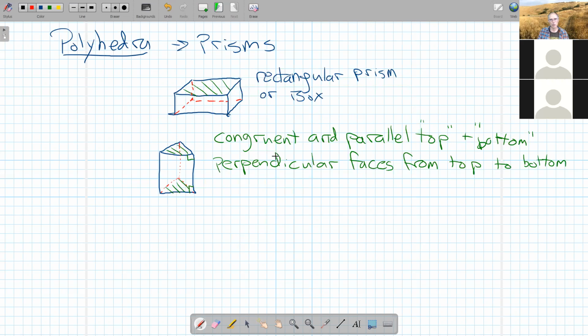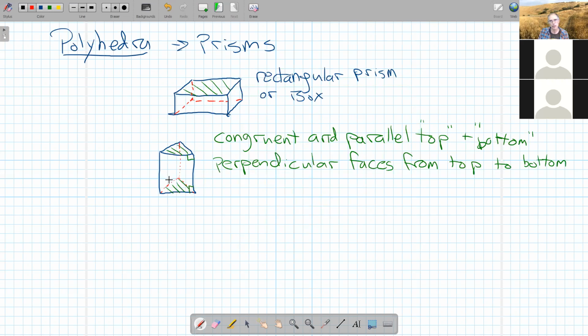And we're going to play around with these figures a little bit more today. There are all different kinds of prisms. You can have any kind of base you want. So a prism is anywhere where you have this congruent and parallel top and bottom. Congruent means exactly the same shape: no bigger, no smaller, same angles, same side lengths, same area. And then the perpendicular faces coming up from that.